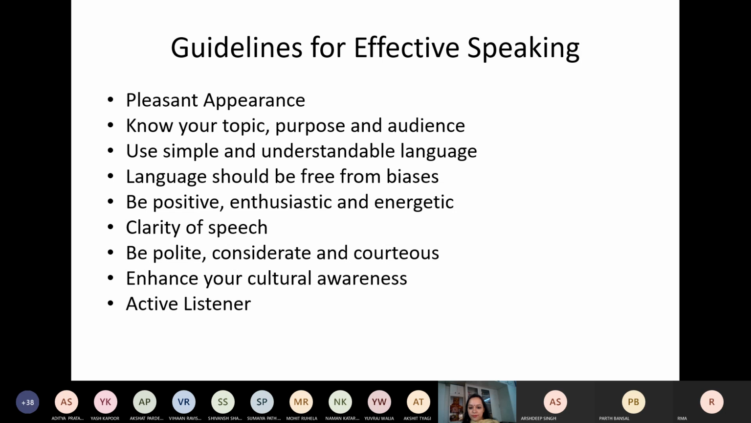Ma'am, we can also say that, since most of them don't have English as their first language, we should avoid using big words and very complicated words. Yes, very true. So your language has to be simple. Your language has to be easy to understand. We cannot make it very complex and complicated, right?